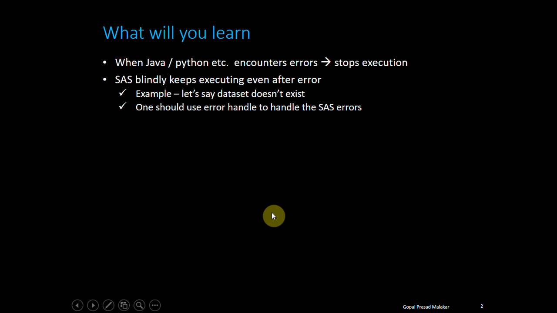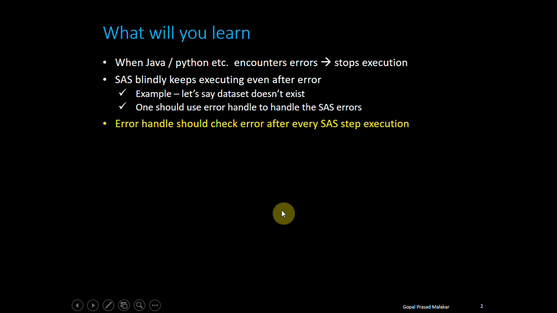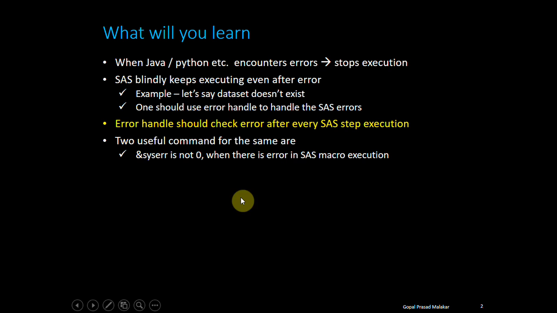So there are two methods which can help you in handling errors in SAS Macro. I'll explain these error handlers. Error handling uses two kinds of macro. One is called SYSERR. This SYSERR is not 0 when there is an error. Only when the situation is correct, it is equal to 0. In any kind of error, it is not equal to 0. And this is what you can use to stop the program.